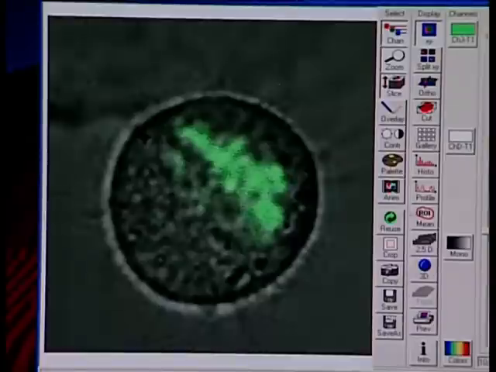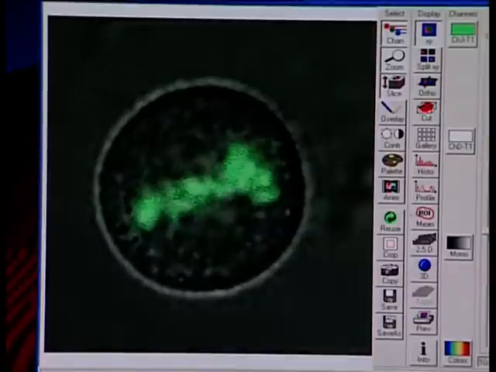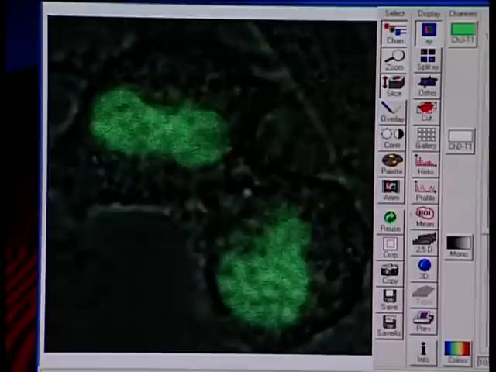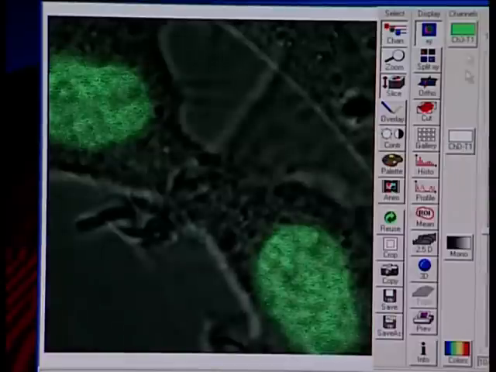And so we observed the same process again, but now we don't have to kill the cells. We can film them when they are living and when they're actually doing the process of division. And that's really a big advantage.